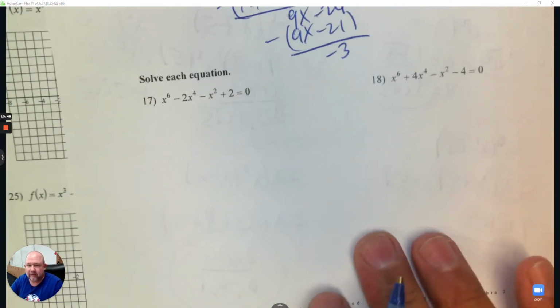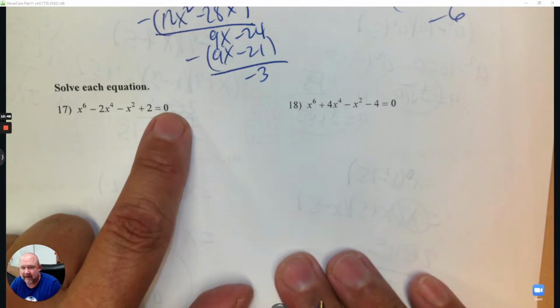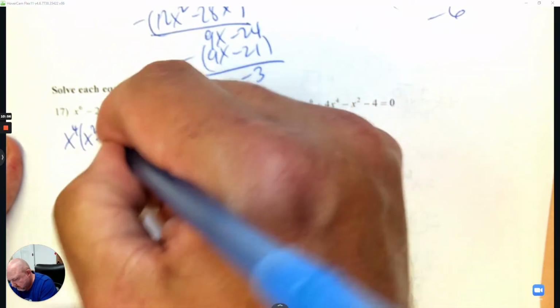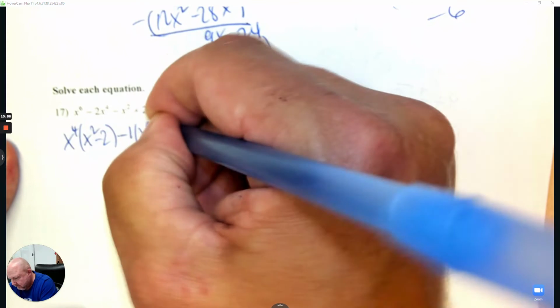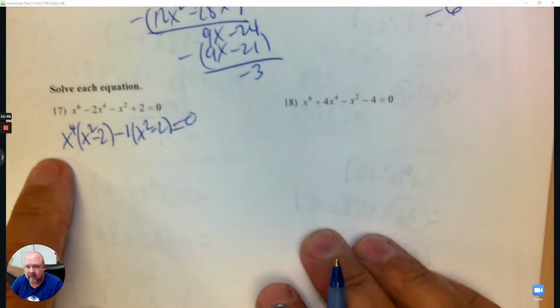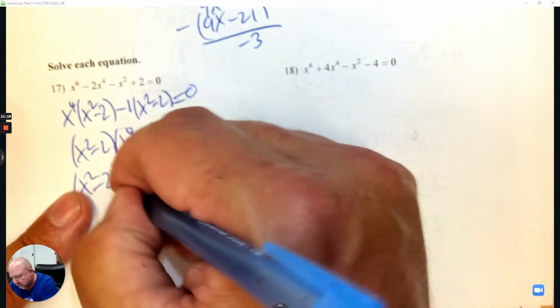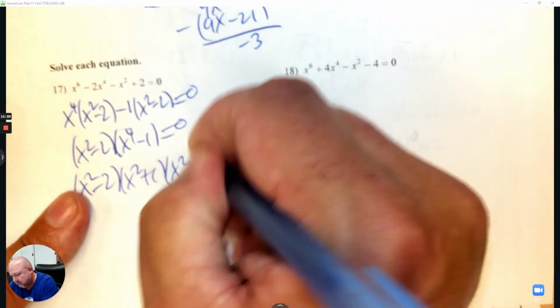Number 17, when you ask to solve an equation equal to 0, it's just asking for the zeros. So we're going to factor this. We're going to factor out an x to the 4th and a negative 1. So I start with factoring. And so I have x squared minus 2 and x to the 4th minus 1. X to the 4th, subtract 1, is a difference of squares. So you square root. Now the square root of x to the 4th, you take the exponent and divide it by 2. So it becomes x squared plus 1 and x squared minus 1.